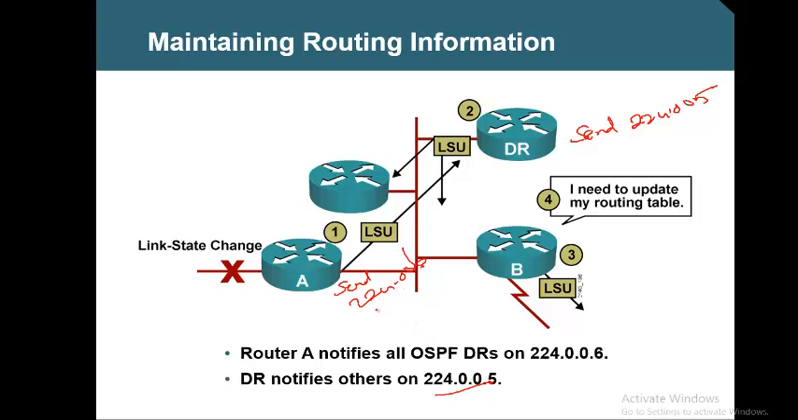If something is sent using 224.0.0.6, what does that mean? DRs receive it if anyone sends to this address. And A, B, everyone receives if someone is sending to 224.0.0.5, because he is sending to 5. This can receive, this can receive, this can receive. And if someone wants to notify something to the DR, they use 6. Who can receive?